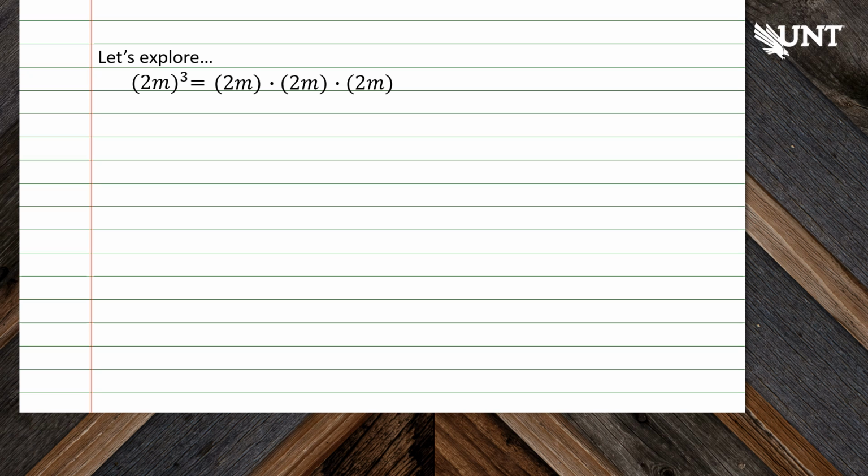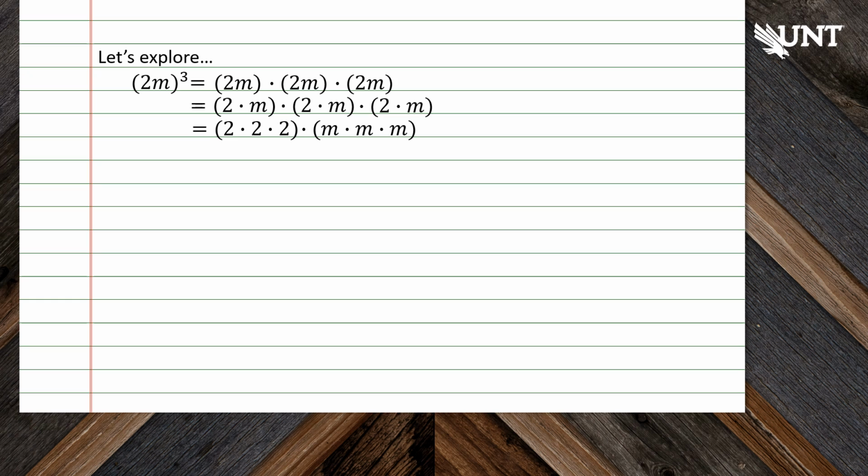Now again, I want to make sure I really understand this. 2 touching m means that's actually multiplication. So I can interpret this as 2 times m times 2 times m times 2 times m. And again, in this case, notice we have two different categories. We have numbers, so I can group up the 2's and make it 2 times 2 times 2. And the other group is m times m times m. I'm able to do this using the commutative property of multiplication.